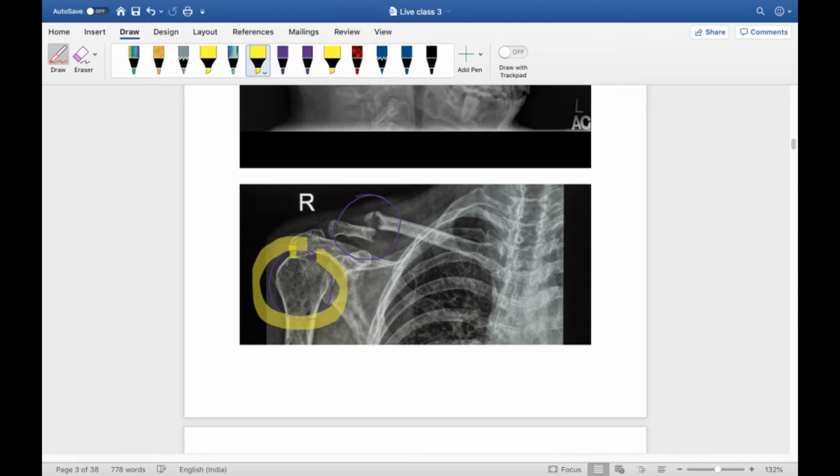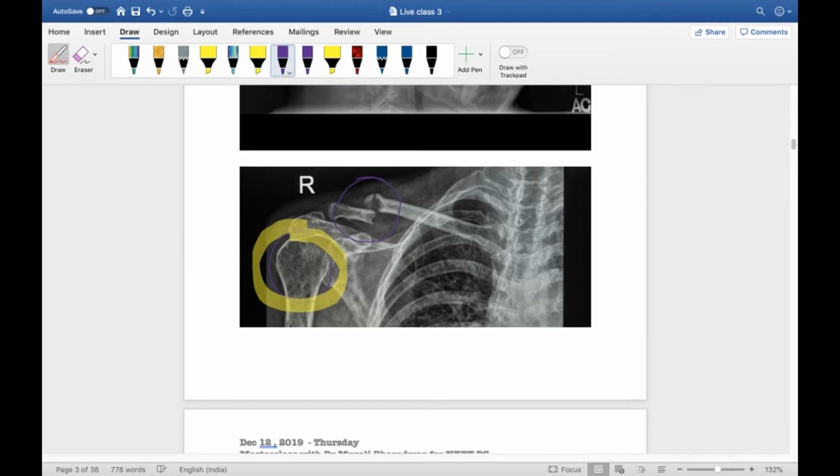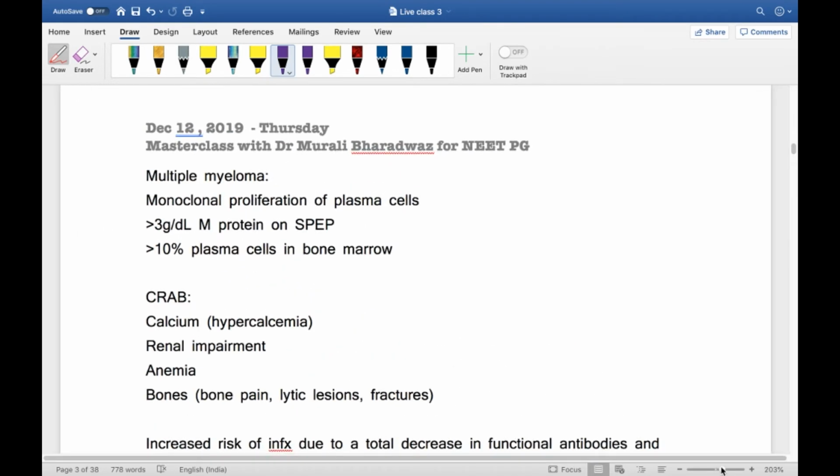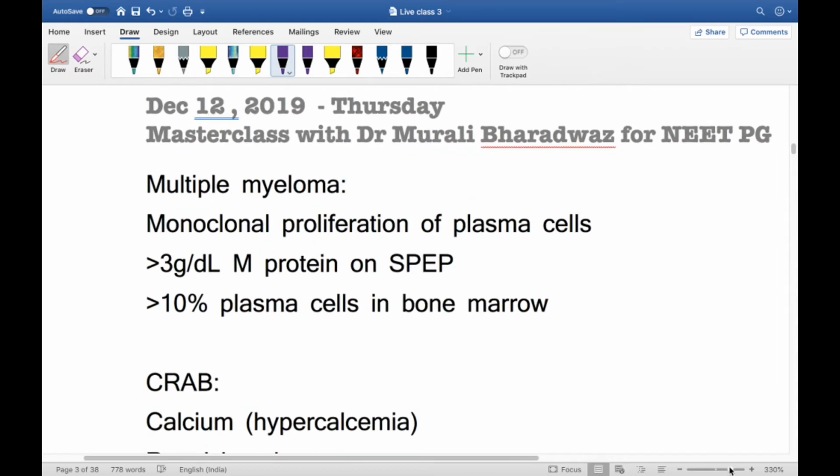So, multiple lytic lesions and the fracture. So, what is your conclusion with all that? We are going to talk 10 points about multiple myeloma. So, doc, multiple myeloma, how do you like to describe?